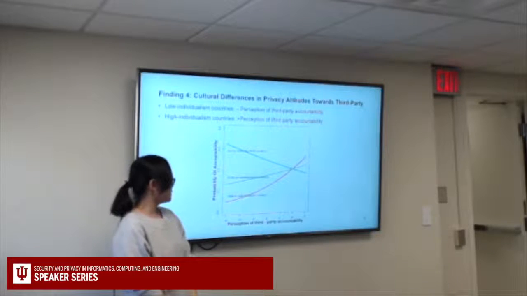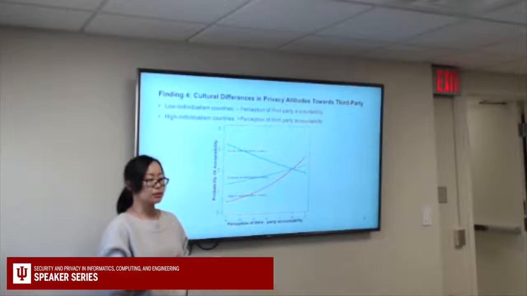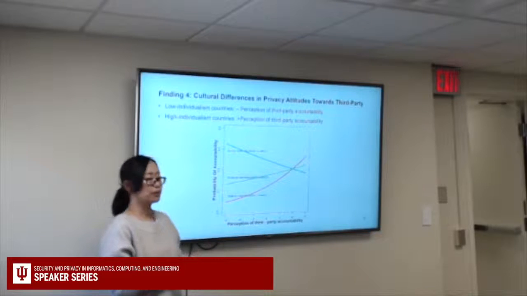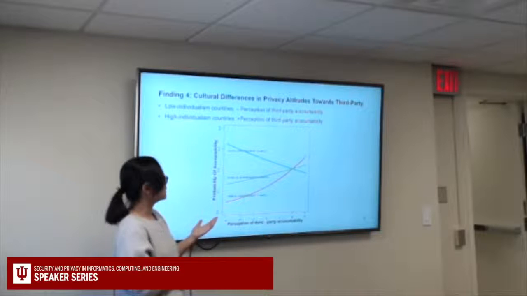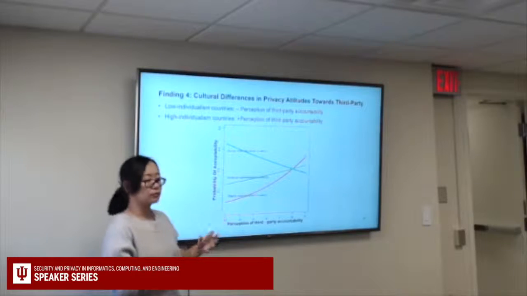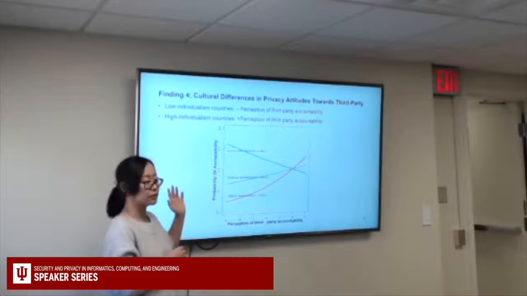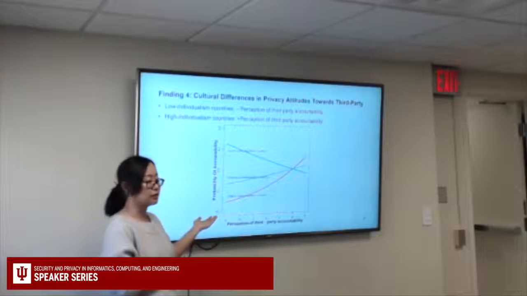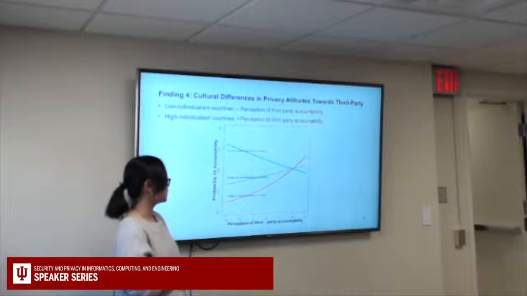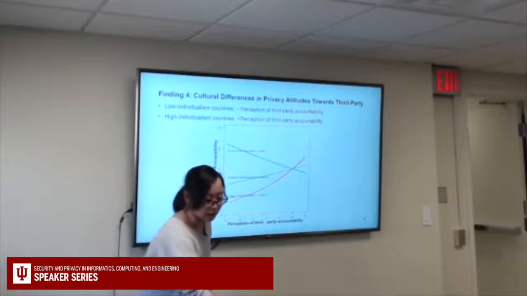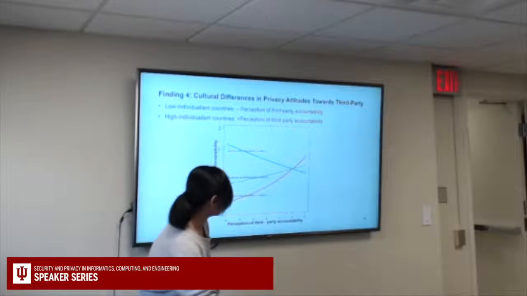This may be interesting because normally when the third party is accountable, we probably don't want to share more. But it may be because low individualistic countries have a different definition and understanding of what a third party is. And also, as the previous slide showed, they have more trust in the government. They are more willing to share information with the government. So that may be one possible explanation.